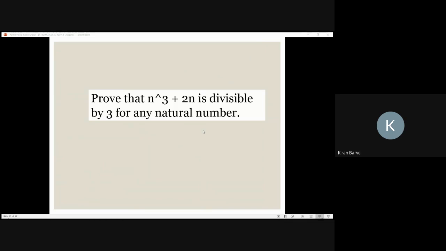Have you understood what you have done? Yes, sir. By three small calculations, you have proved infinitely many statements. How many integers are there? Infinite. Does this statement that n cube plus 2n is divisible by 3 pertain to any and every natural number? Yes. So in fact, these are infinitely many statements which you have proved in one stroke.